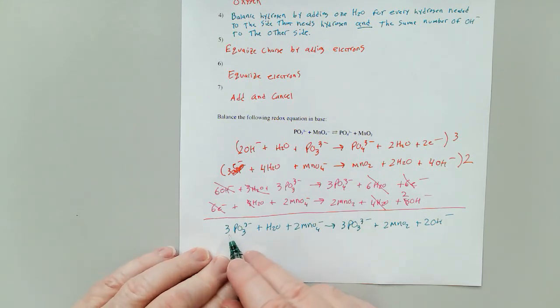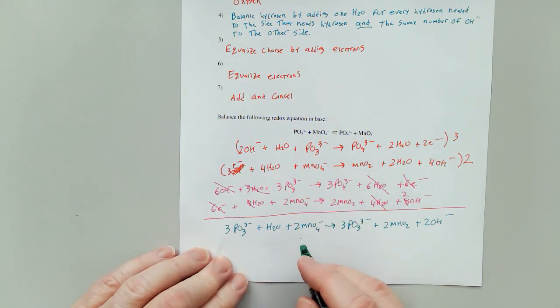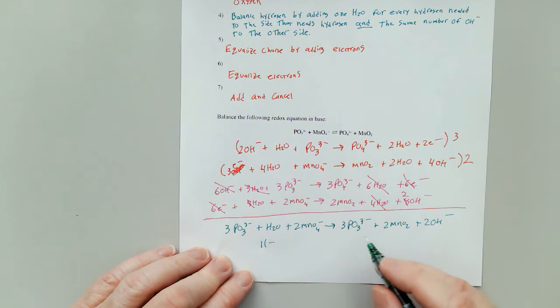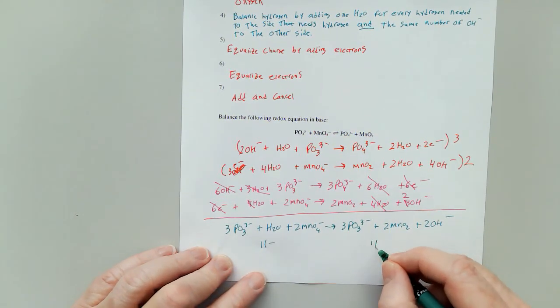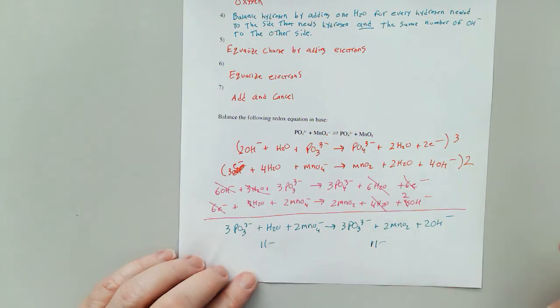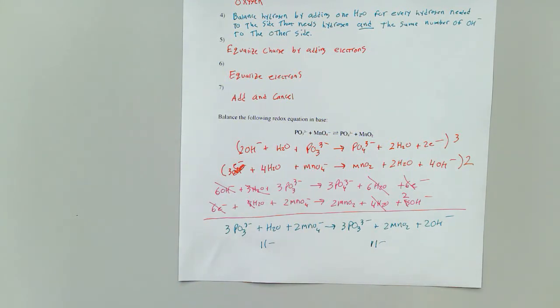Let's check our charge. 3 times 3, that's a 9 minus, plus 2 more is 11 minus. 3 times 3 is a 9 minus, plus 2 more is 11 minus. There we go. Same charge on both sides.